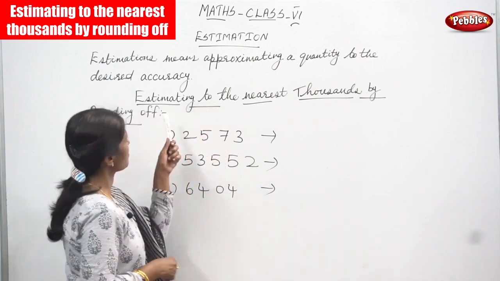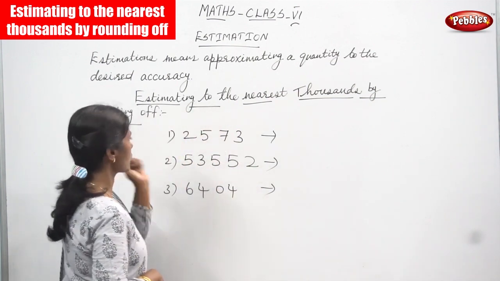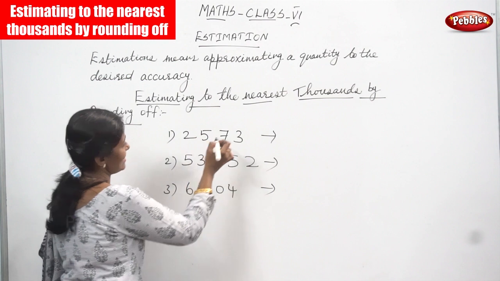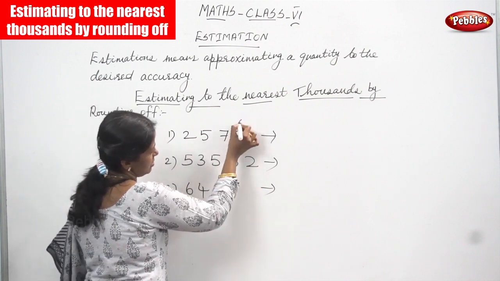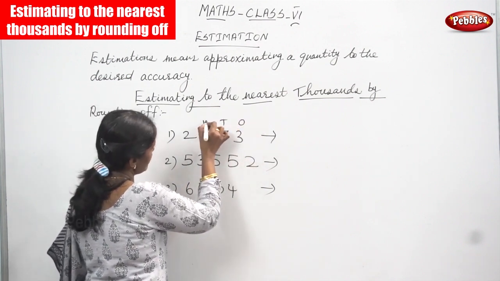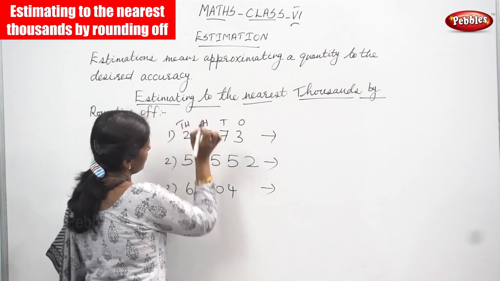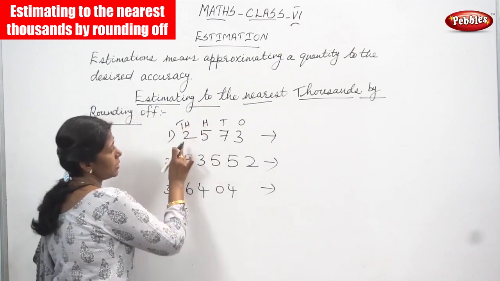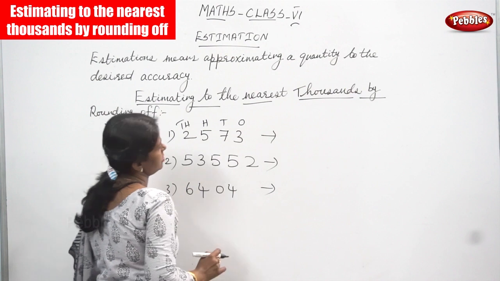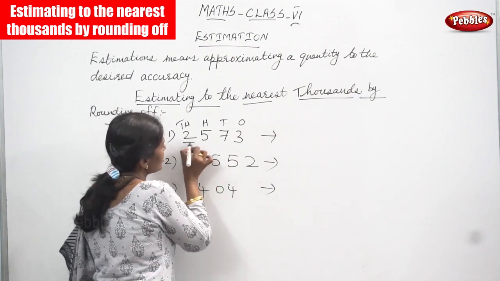Now we are going to see estimating to the nearest 1000 by rounding off. Okay, look at this first question: 2573. Ones, tens, 100 and 1000. Look at the number in the 1000 place. They are asking for the nearest 1000, so you are going to change the 1000.